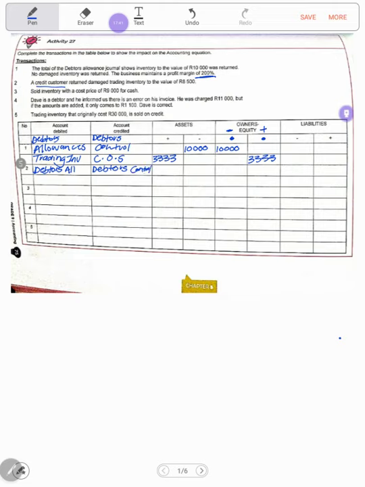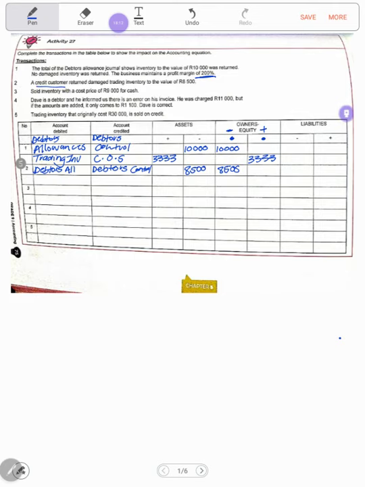So what's happening now? It was worth 8,500. My assets are going to decrease by 8,500 because I lost this debtor. And debtors allowances is an expense to the business. What do I do with expenses? Expenses decrease owner's equity, so it will be on the credit side, 8,100 rand.